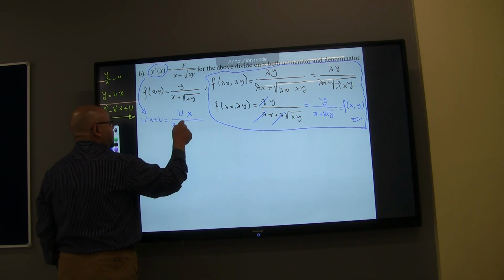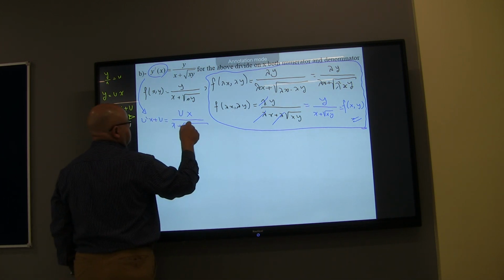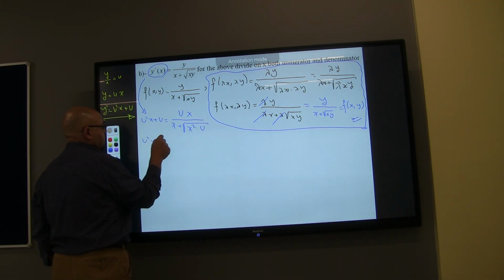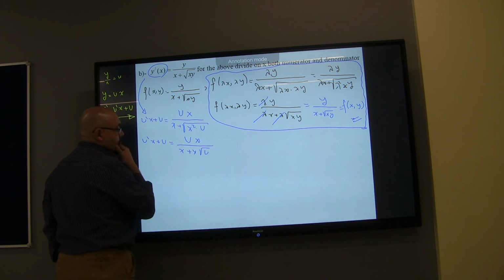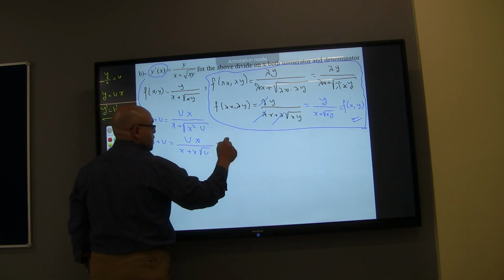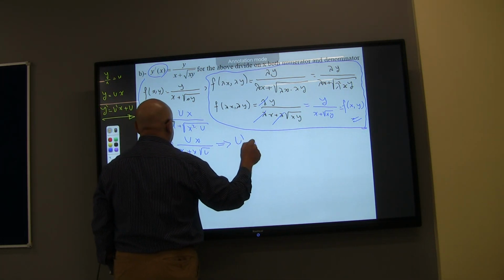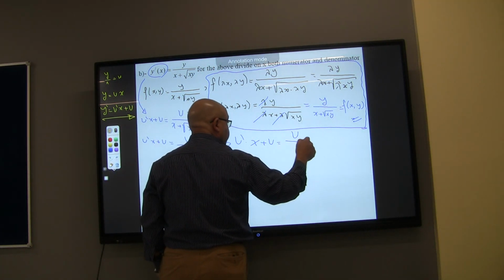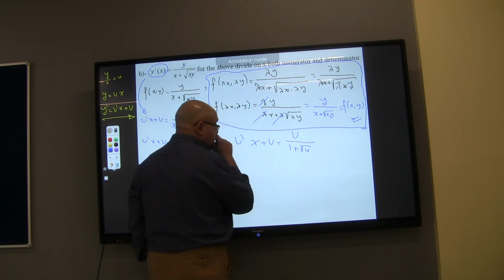This is x plus the root. I will replace y by u times x. So you will have x squared times u. That's u dash x plus u is going to equal ux divided by x plus x times root u. Okay, we can cancel out those terms. So never give up. U dash times x plus u will equal u on the numerator, and on the denominator you will find 1 plus root u.